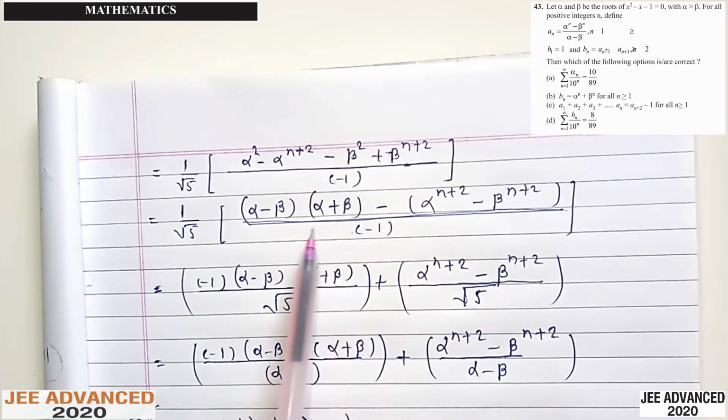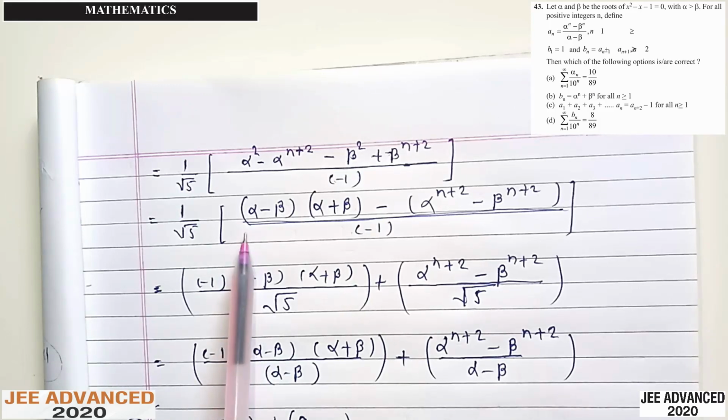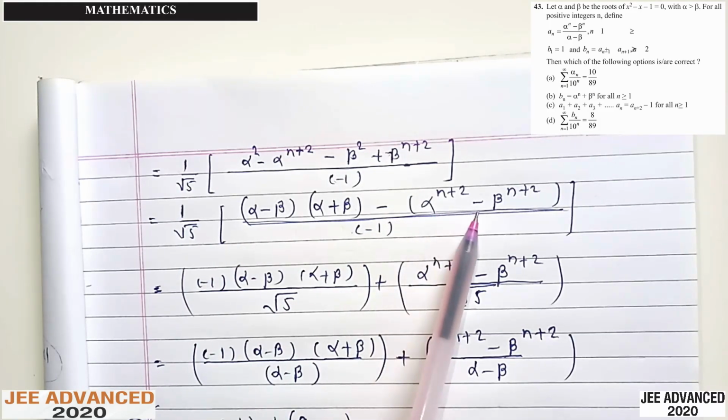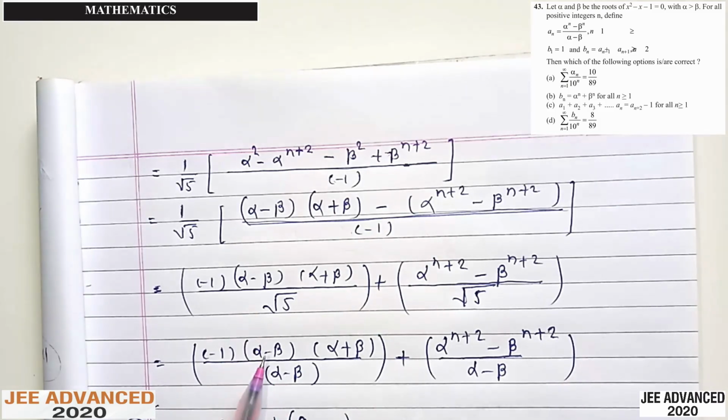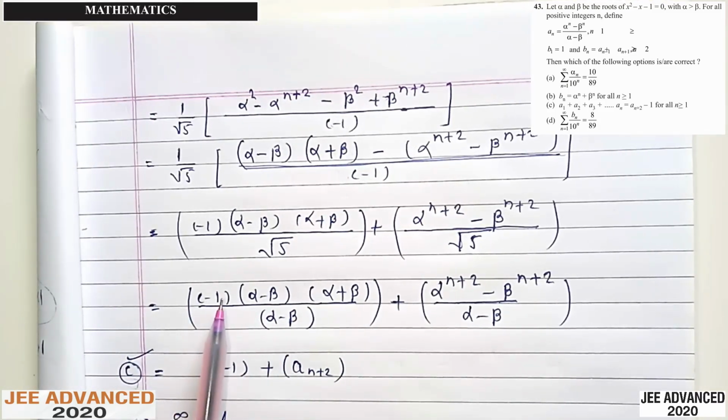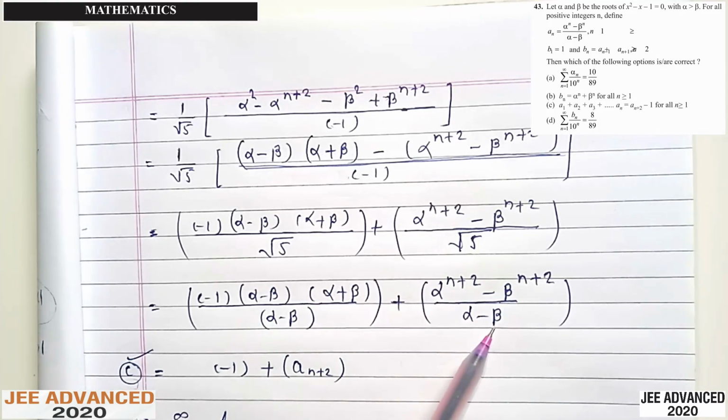No, this is the negative sign I have taken, 1 here. Negative 1 here, alpha minus beta, alpha plus beta, root 5 inside the bracket, minus alpha raised to n plus 2 minus beta raised to n plus 2, root 5 here. And root 5 is the value for alpha minus beta. Revert back to the value for root 5 as alpha minus beta, you will get this step. So minus 1, keep as it is, alpha minus beta gets cancelled, alpha plus beta is 1, so we are left here only with the negative 1 value, and alpha raised to n plus 2 minus beta raised to n plus 2 upon alpha minus beta.